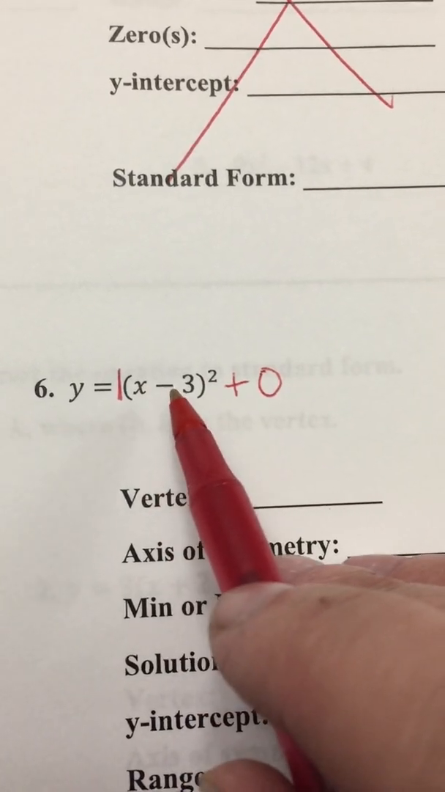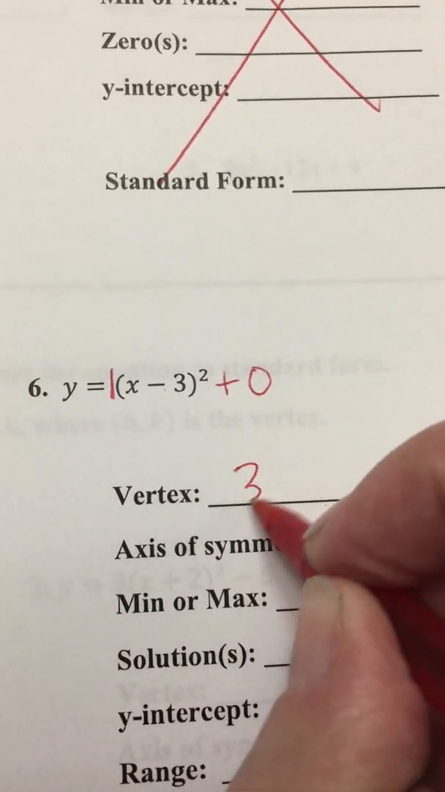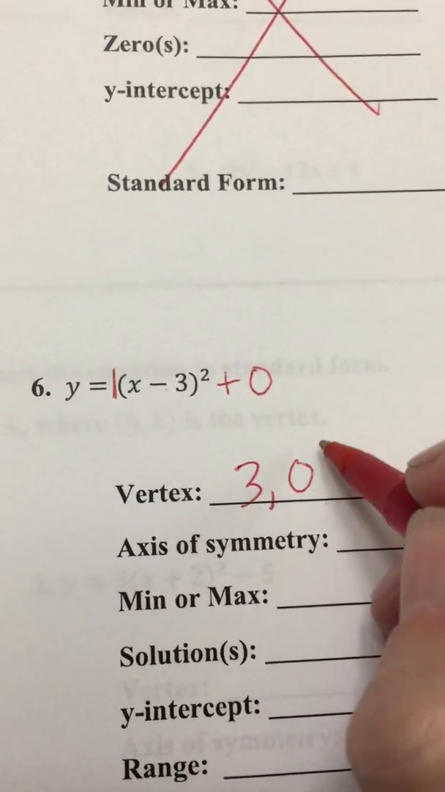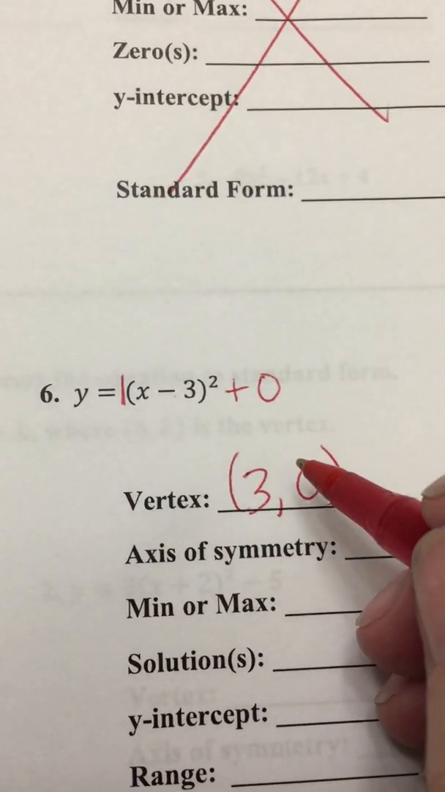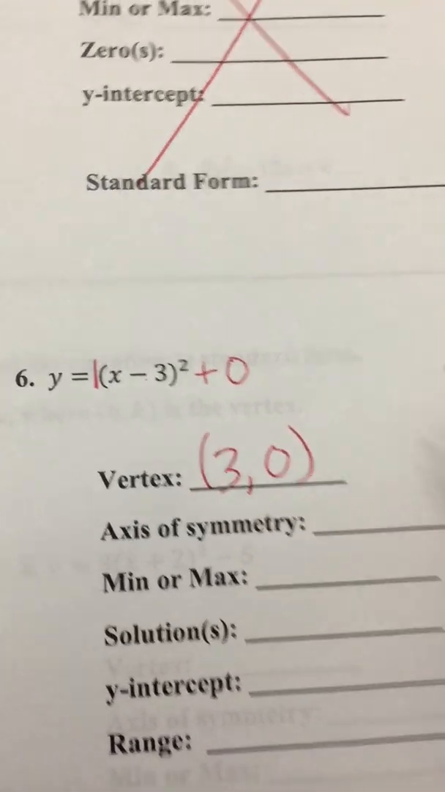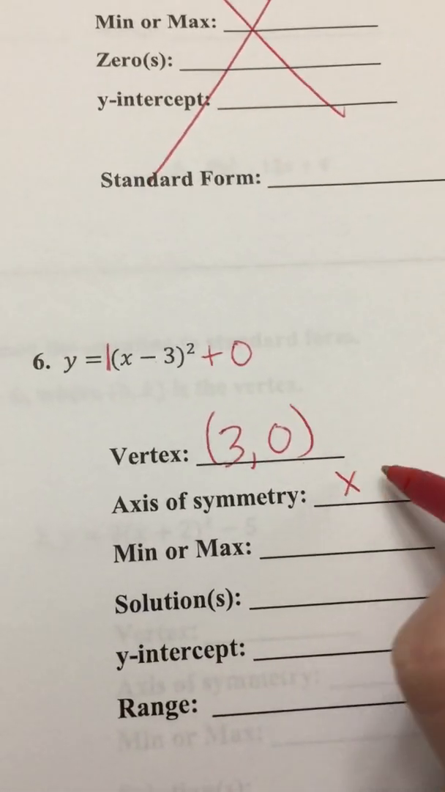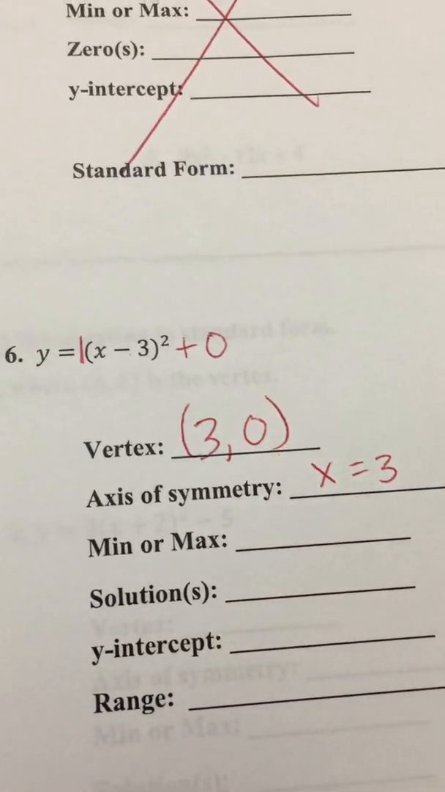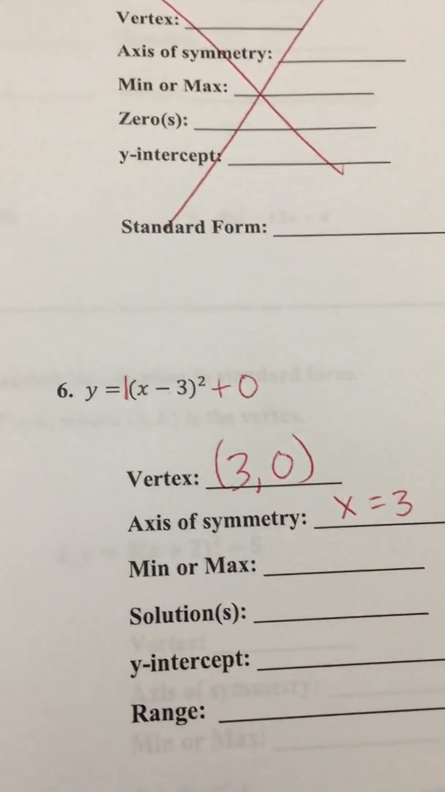The formula is x minus, so this is actually a positive 3. And 0. So 3 comma 0 is where the vertex is. I go over 3 and don't jump up or down. That's the vertex of my parabola. Okay. Axis of symmetry is x equals 3. It's going right through that x number on my vertex.